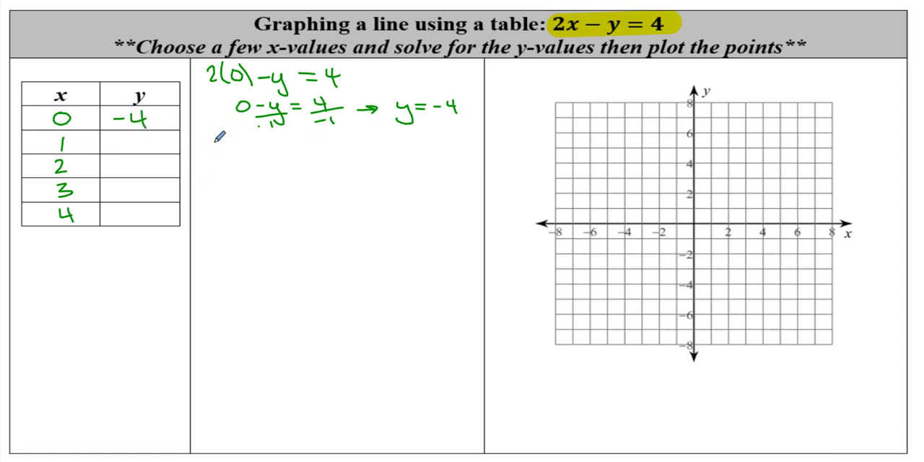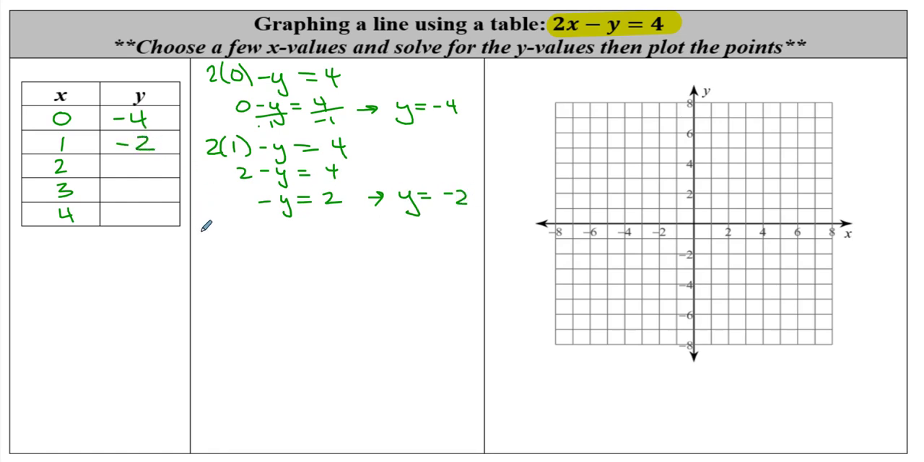Let's try our next one. We got 2 times 1 minus y equals 4. We're going to get this 2 here. We want to subtract that from both sides, so we got negative y is equal to 2. Let's divide that by -1. We get y is equal to -2.